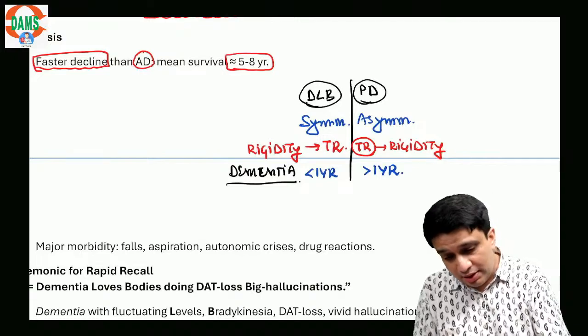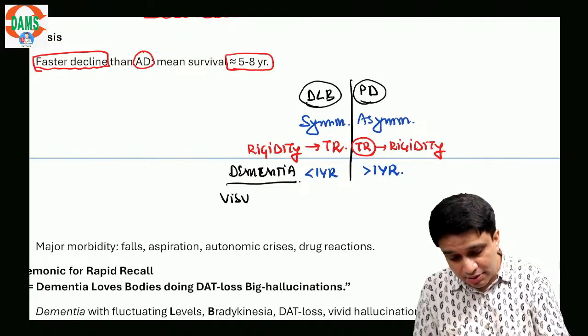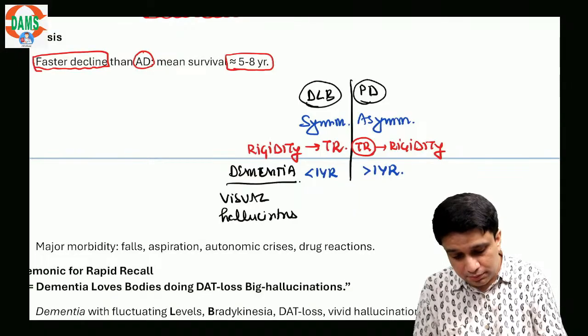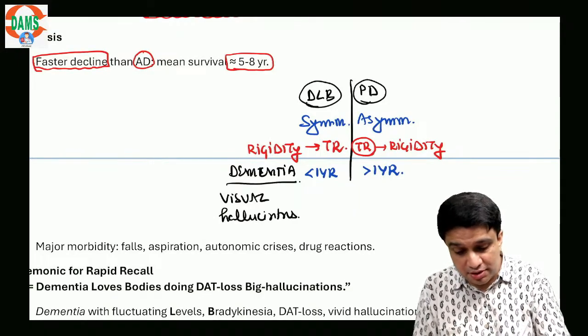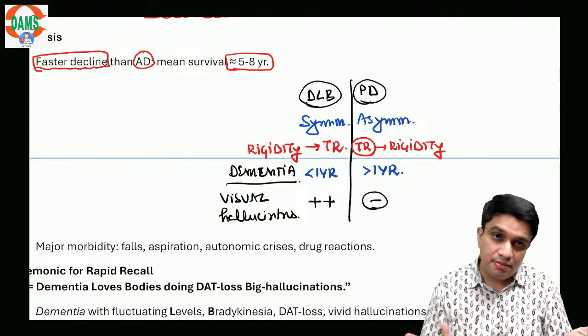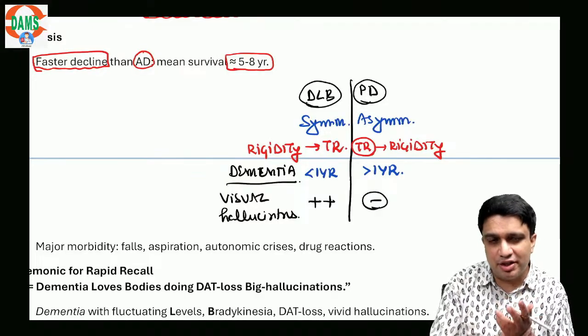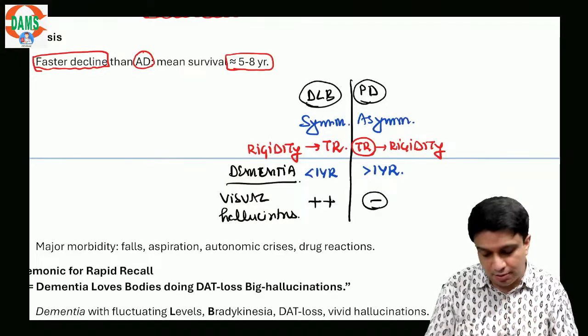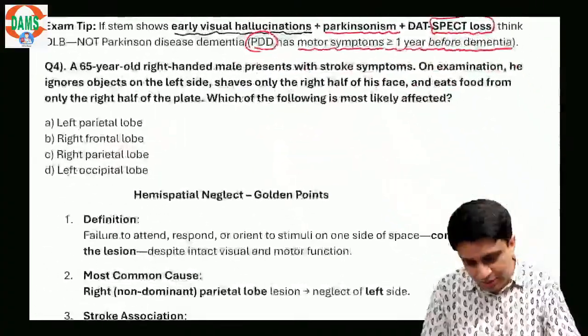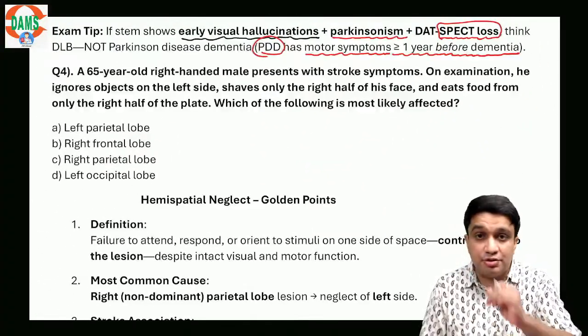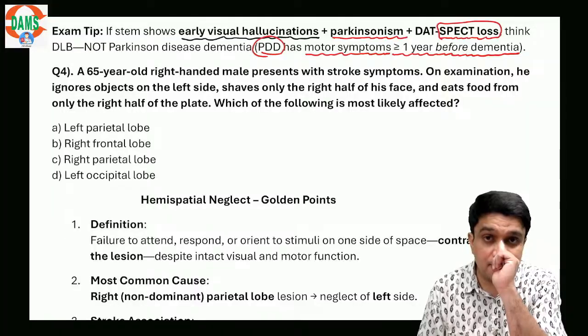Got it? And at the end, visual hallucinations. Visual hallucinations are seen in DLB. They are not seen in patients of Parkinson. How do you remember? This is something which is very frequently asked in NEET, INI, everywhere. Dementia of Lewy body. So comes another question. Don't neglect this topic.